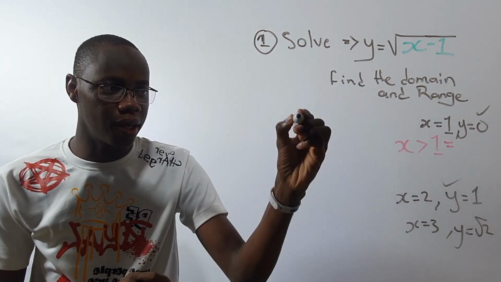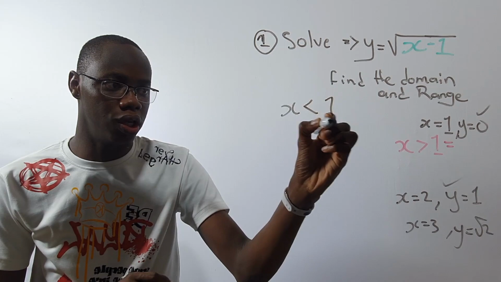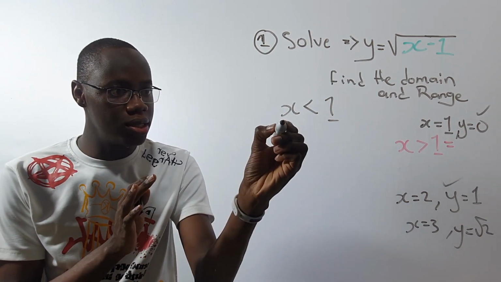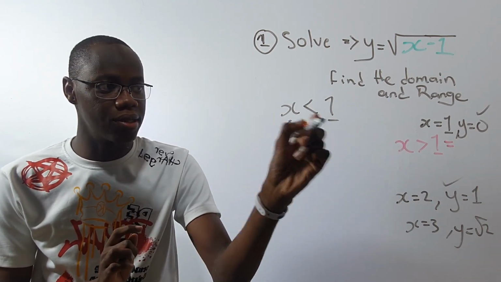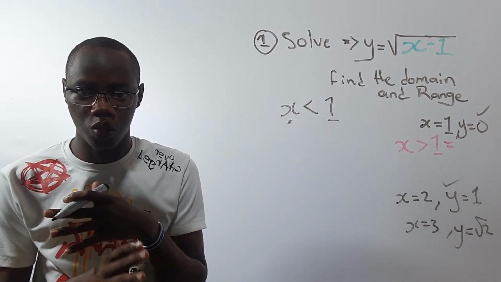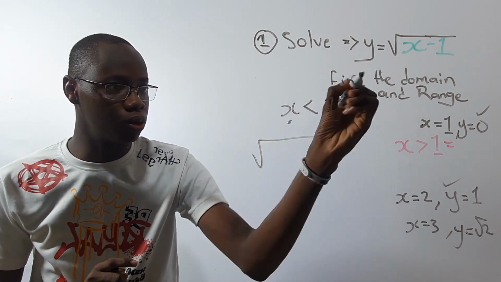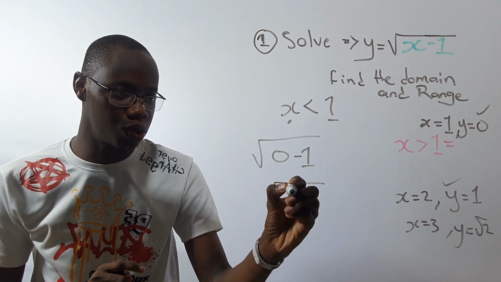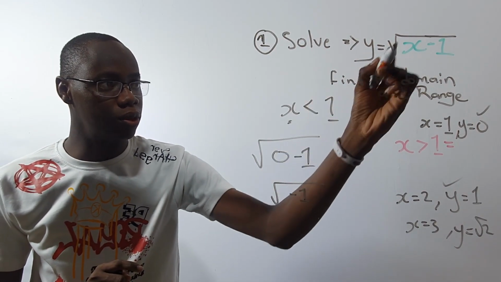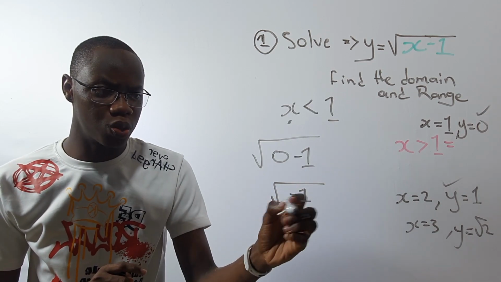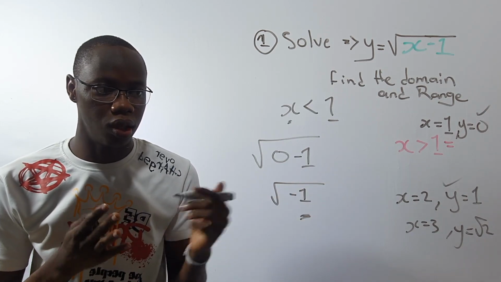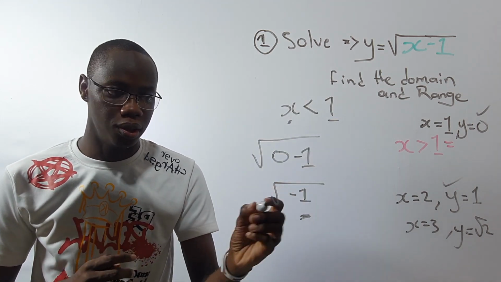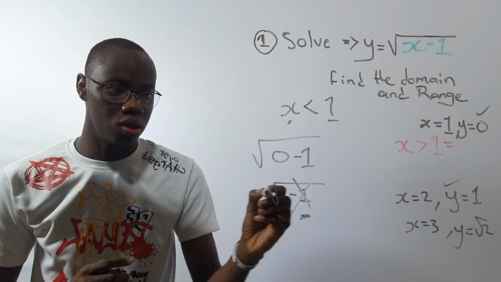What about when x is less than 1? Let's try that now to see how this goes. Let's try when this x, not y, when x now is 0, minus 1, minus 2. So let's try it. The root of, let's say, 0. If x is 0, that's minus 1, and that's the square root of minus 1. The square root of minus 1 is imaginary, and for mapping it doesn't make sense. We don't do imaginary numbers, so this is wrong.